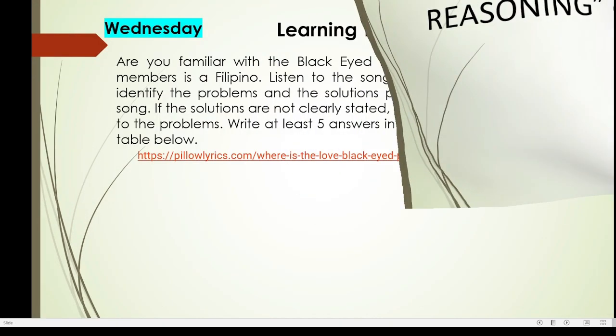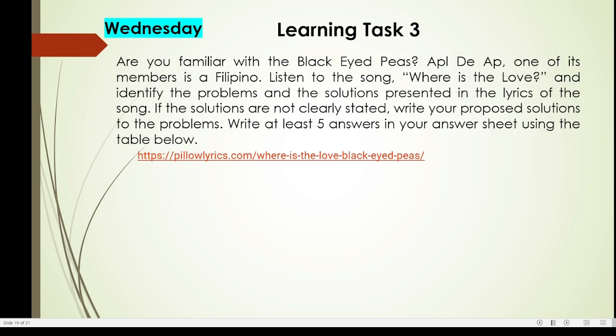On Wednesday, you're going to listen to the song Where is the Love? Are you familiar with the Black Eyed Peas? Apl.de.Ap is one of its members who happens to be a Filipino. You're going to identify the problems and the solutions presented in the lyrics of the song Where is the Love? If the solutions are not clearly stated, write your proposed solutions to the problems.